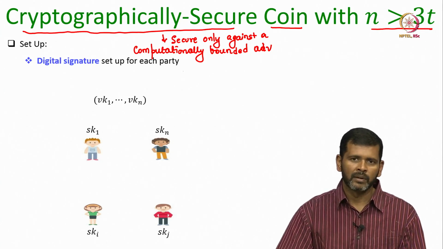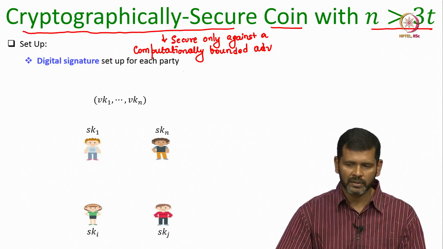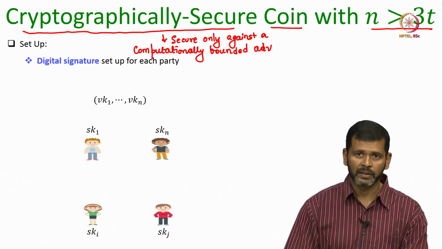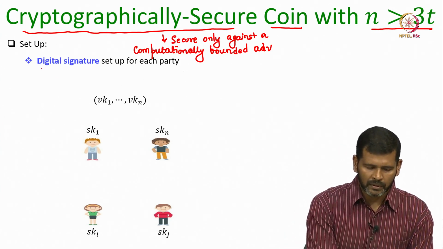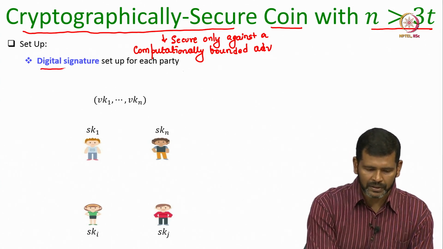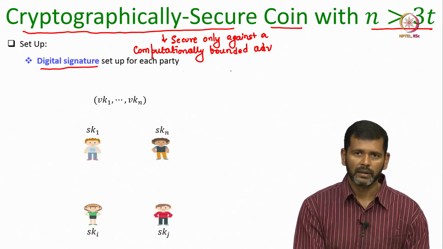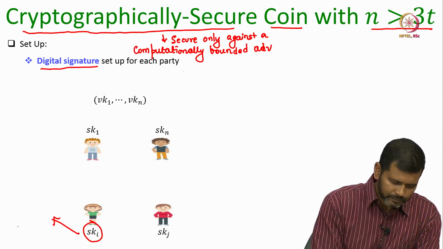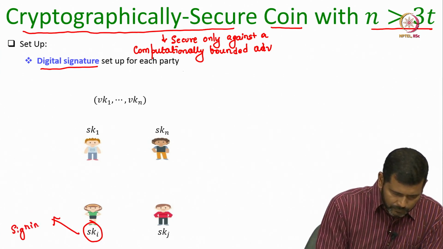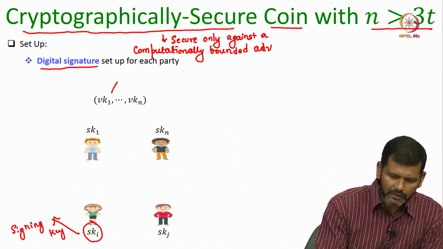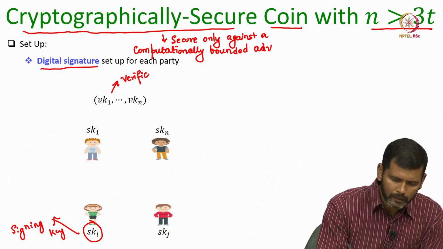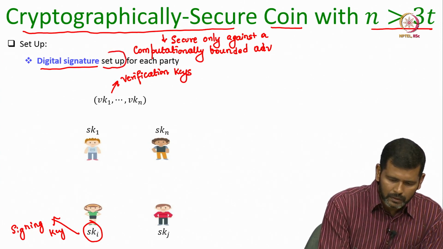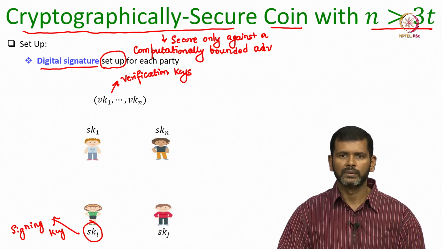Later on, once we discuss advanced primitives, advanced tools, we will see an instantiation of the coin protocol which is perfectly secure. So, since we are assuming here a computationally bounded adversary whose running time is polynomial time, we are free to use cryptographic tools. So, we will assume a digital signature setup for every party, similar to what we have done in the Dolev-Strong protocol, and the setup will be that every party Pi will have its own signing key, and the verification keys of all the parties will be publicly known. This will be a one time setup which can be used for polynomially many instances of the coin protocol.